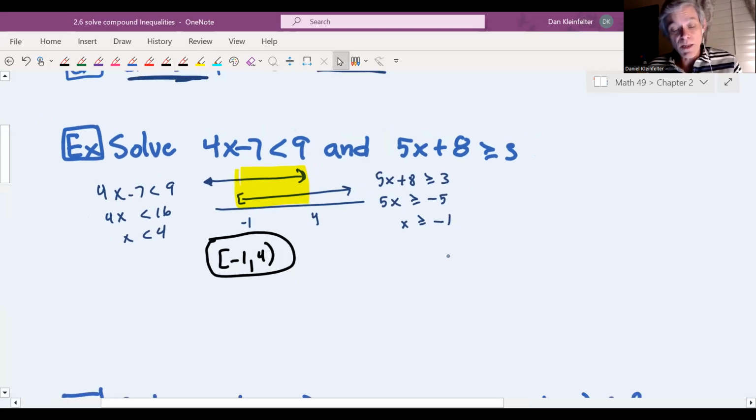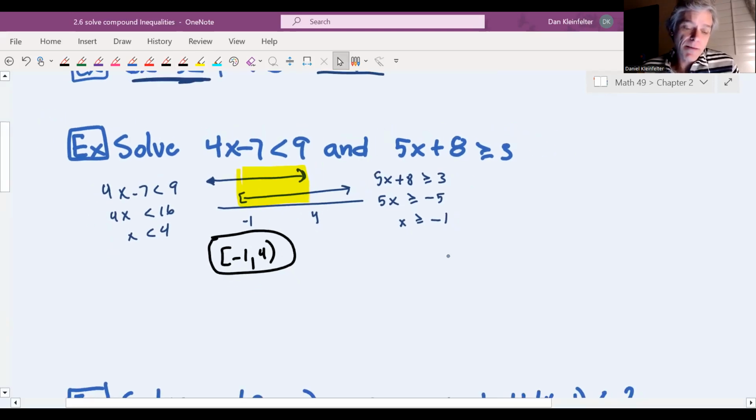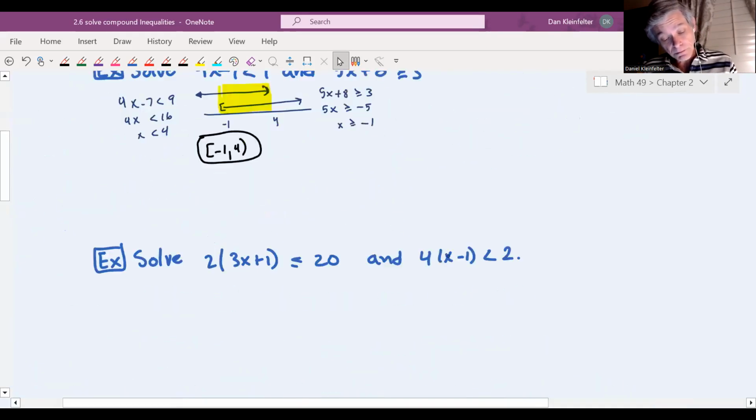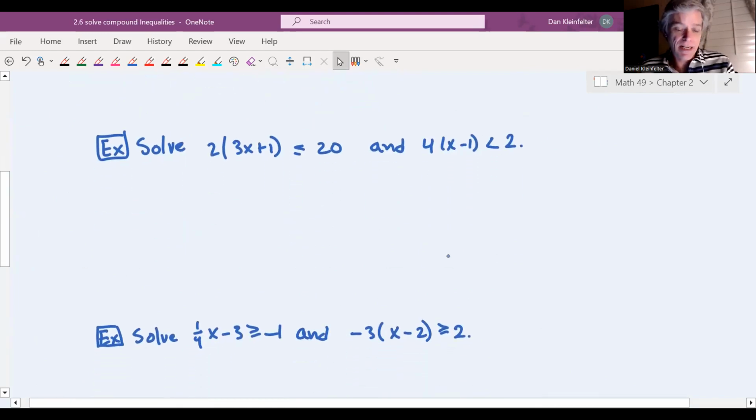Okay, just to summarize, the steps were to solve each of the component inequalities separately, and then interpret the word and to figure out how to combine those two partial solution sets to get an overall solution. Okay, let's try another one that has and in it.